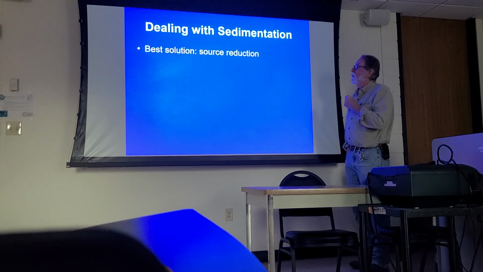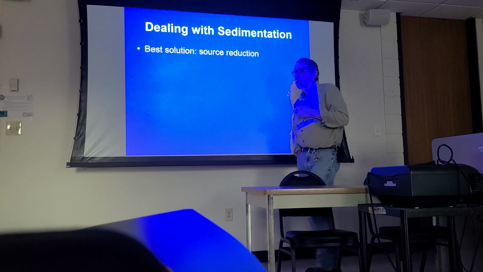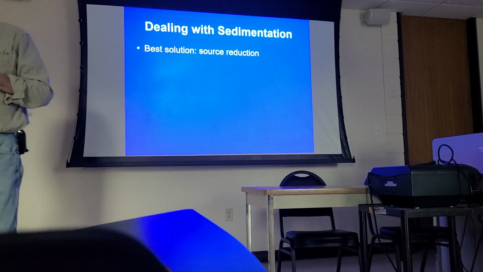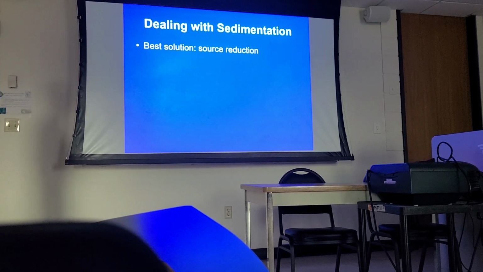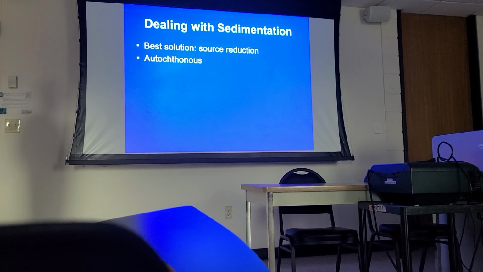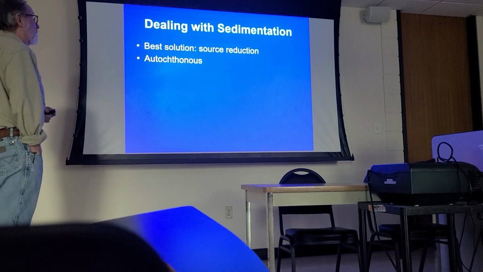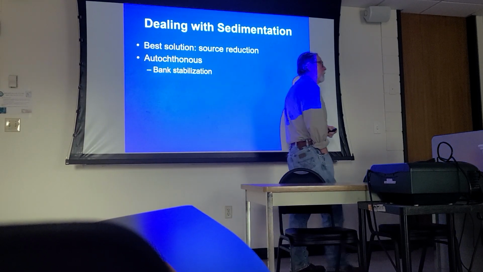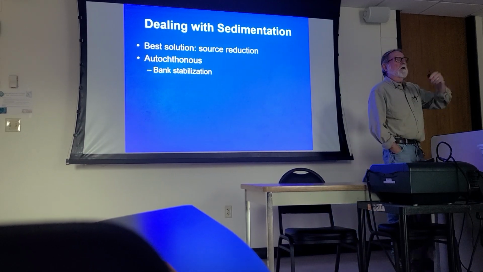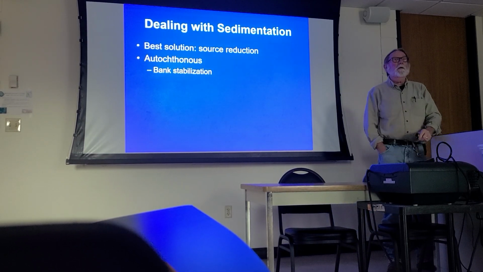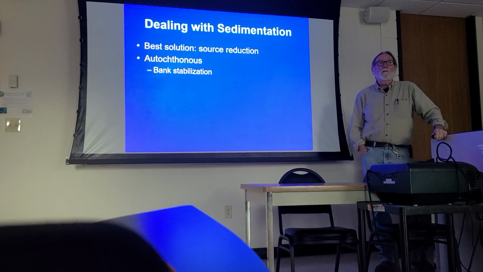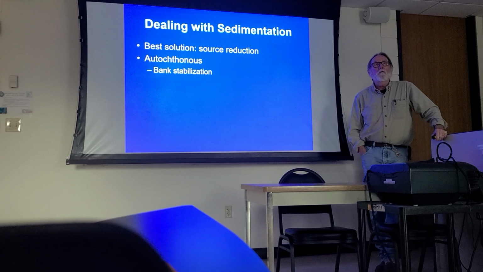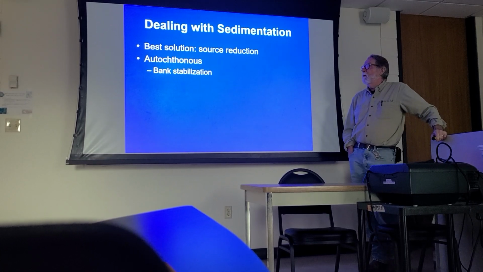All right, so how do you deal with sedimentation? Okay, so without a doubt, the best way of dealing with it is what is called source reduction. Keep it from entering the systems, is what source reduction means. Autochthonous source reduction. Stabilizing banks is a big one. Oftentimes we use vegetation. Again, I've covered a lot of this when I talked about the pond studies. Stabilizing the bank with monocots to hold it together. Riprap in areas where you have high bank problems.